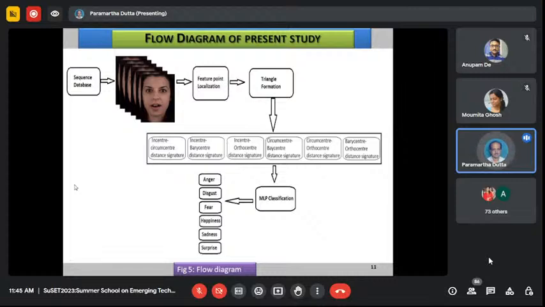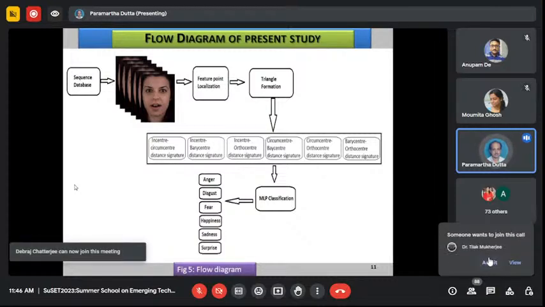And then there are the incenter, circumcenter, and pairwise distance signatures. There may be the distance between incenter and circumcenter, incenter and centroid, and so on and so forth. There are 6 possible types of distance signature we may consider. Accordingly, these signatures are used as features for MLP, or multi-layer perceptron, classification. Here, basically, the multi-layer perceptron is used as the classifier.